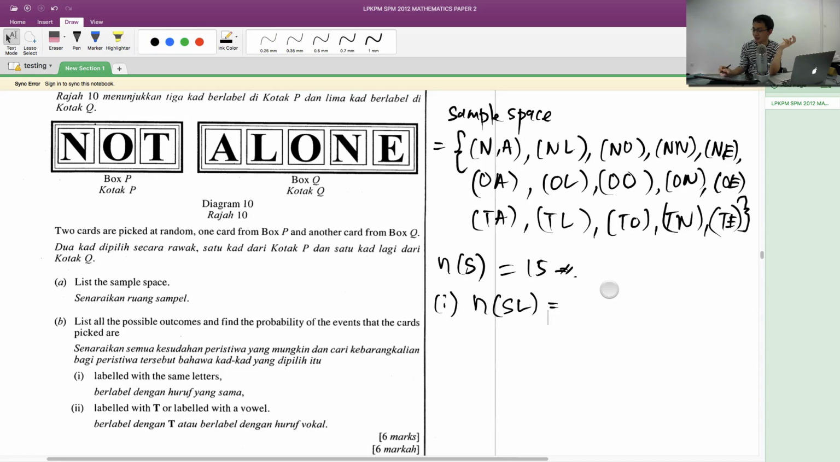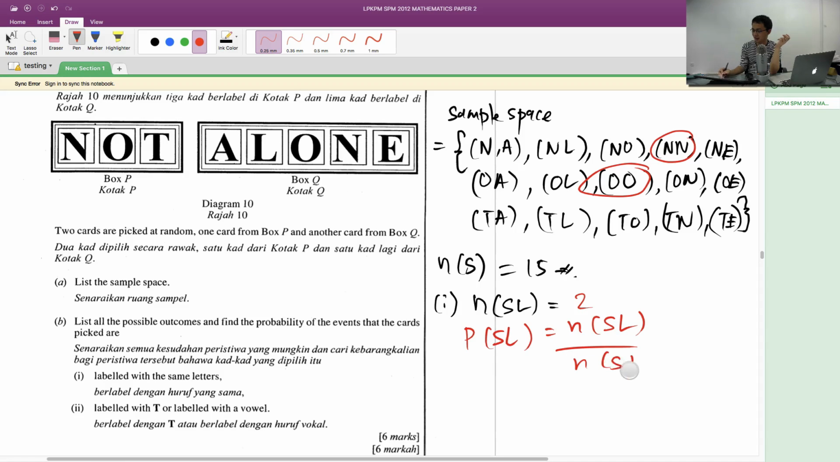How many same letters do we have here? We have OO. Is OO the only same letter? Yup, and NN. So therefore we have 2 here. To find the probability of same letter, we use the number of same letter divided by the number of sample space. Same letter is 2, sample space is 15. This is the answer for part 1. Then we go to part 2.